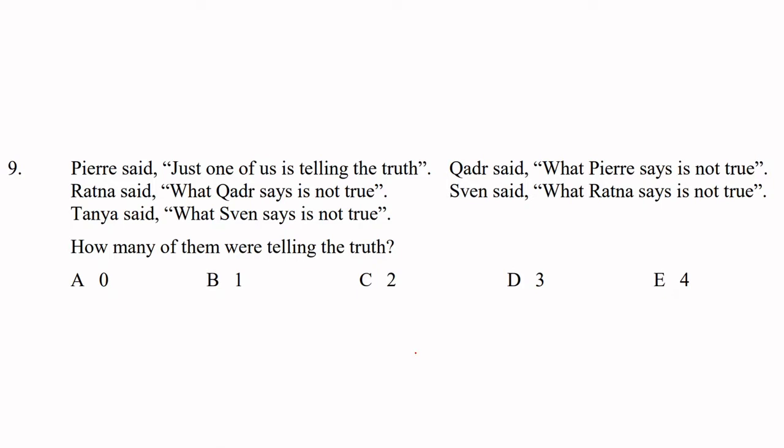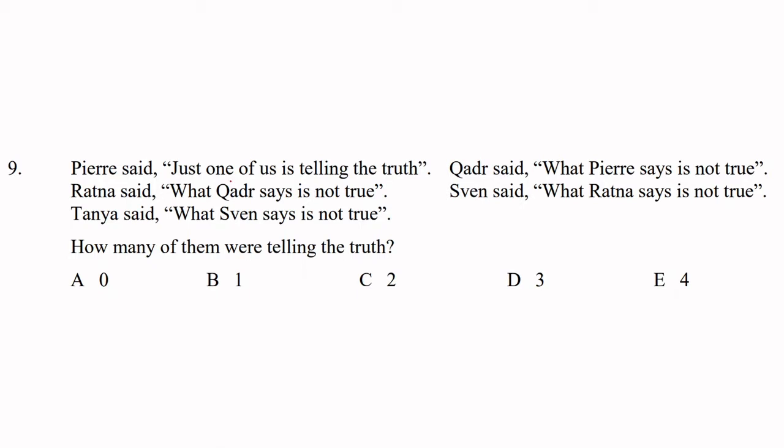The question states, how many of them are telling the truth? Well, first things first, who are them? Well, them are these 5 people. They are Pierre, Ratna, Tanya, Kadar and Sven. Okay, let's have a look at the first thing. So Pierre says just one of us is telling the truth.